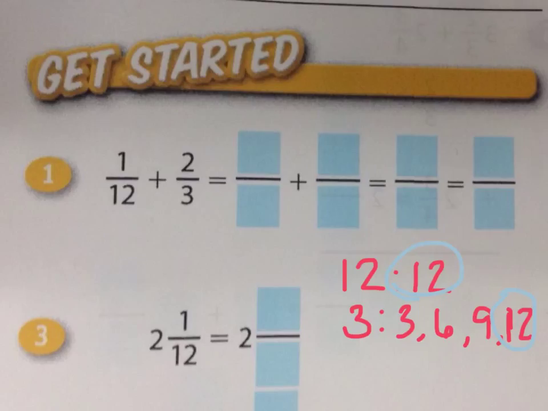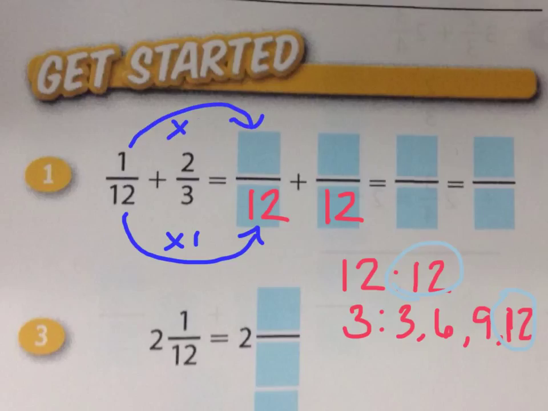Okay, so let's go ahead and write that as the denominator, 12. And then you want to find your equivalent fractions. Remember, in order for them to be equivalent, you have to multiply the top and bottom by the same number. So from here to here, you multiply it by 1. 12 times 1 gives you 12. So you're going to do the same thing on the top. 1 times 1 gives you 1.